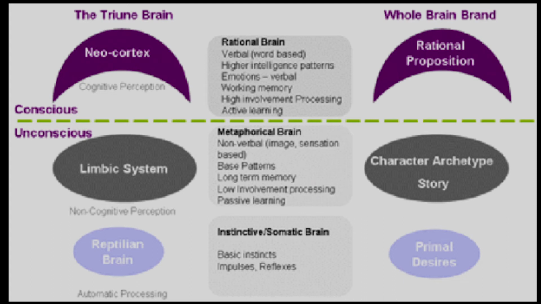So in the rational brain, reading from the middle, we're verbal, word-based, higher intelligent patterns, emotions, working memory, high involvement processing, active learning. The metaphorical brain, which is the unconscious part, is nonverbal, image, sensation-based, base patterns, long-term memory, low involvement processing, passive learning, instincts, basic instincts, impulses, and reflexes. So this is a clearer way to see that the higher part of our brain, what we consider to be our human part, is the one that is conscious. The lower part of our brain, which is the more animal part, is unconscious.